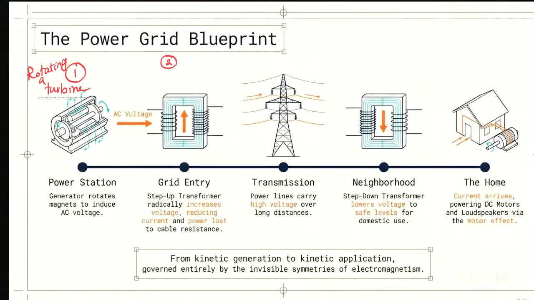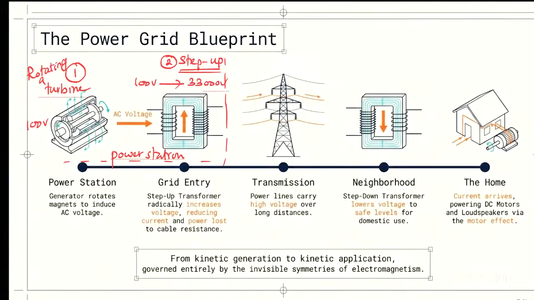So this first transformer, this section 1 and 2, are still at the power station, right? Just imagine you generated only 100 volts. Now what will happen? You are increasing that power. Here we are using a step up transformer, which means this 100 volts will be increased to, let's say, 33,000 volts.